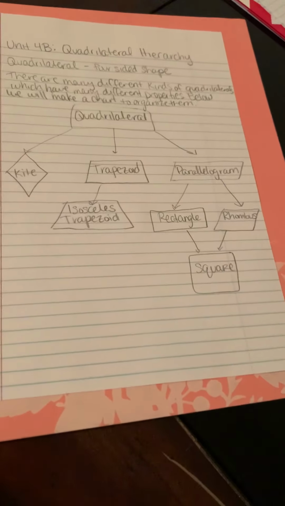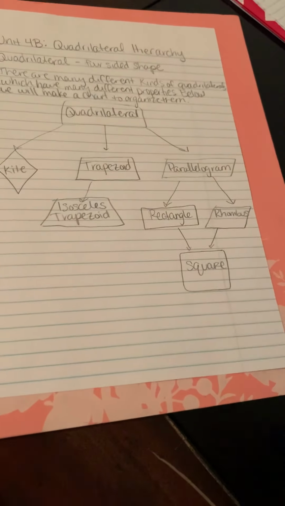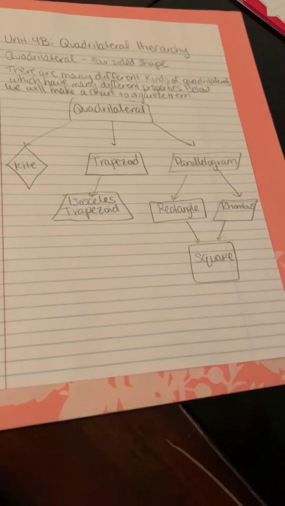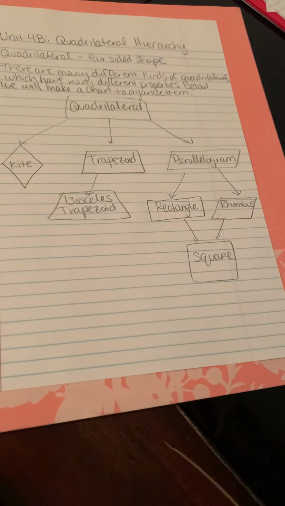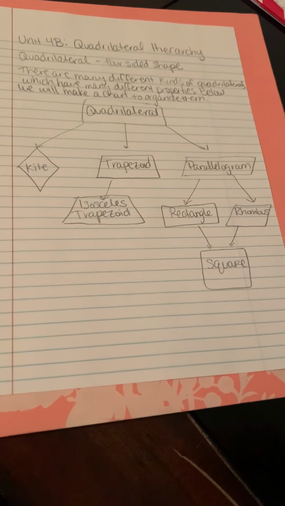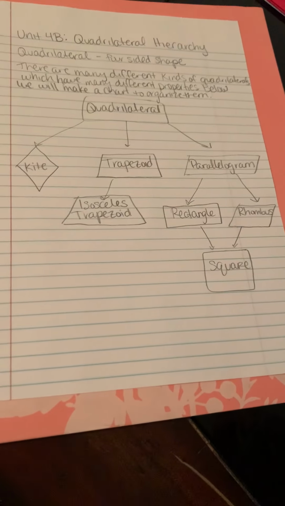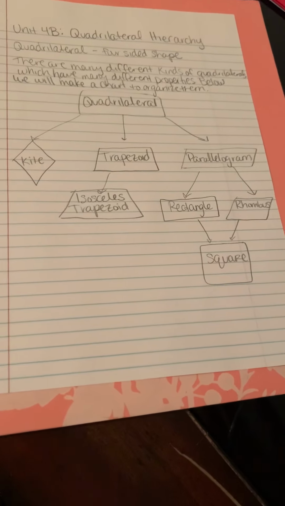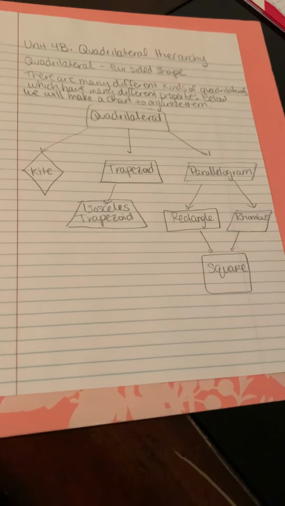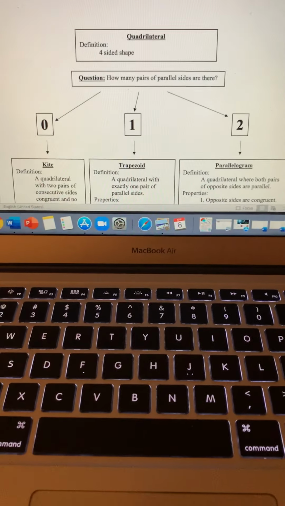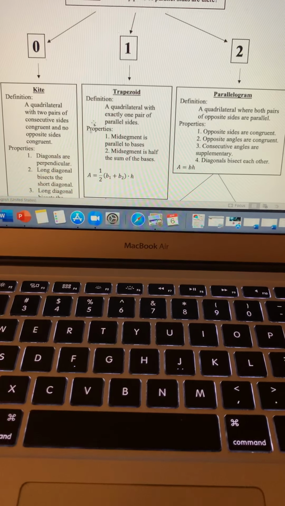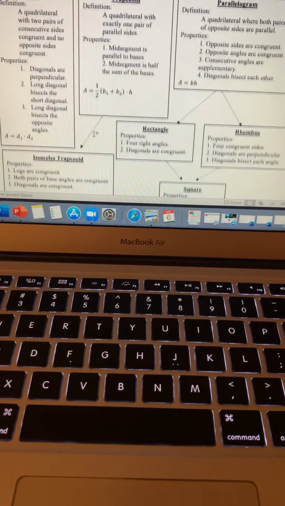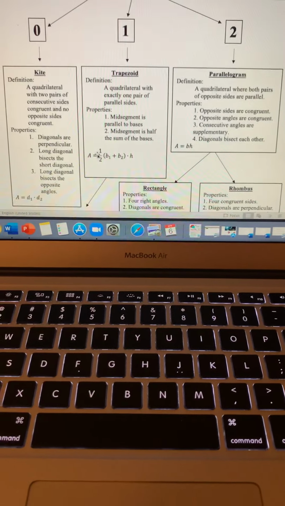So typically in a class, if we were together, we'd be writing all this down by hand, but that is a lot to write down by hand. So I have made a chart for you so that you do not have to write it all down, but you will get to follow it, okay? So I'm going to zoom over to my computer so you can see it real quick. So this is a document that I'm going to share with you, and it talks about quadrilaterals and it talks about all the properties, definition of the shapes we just talked about, okay?